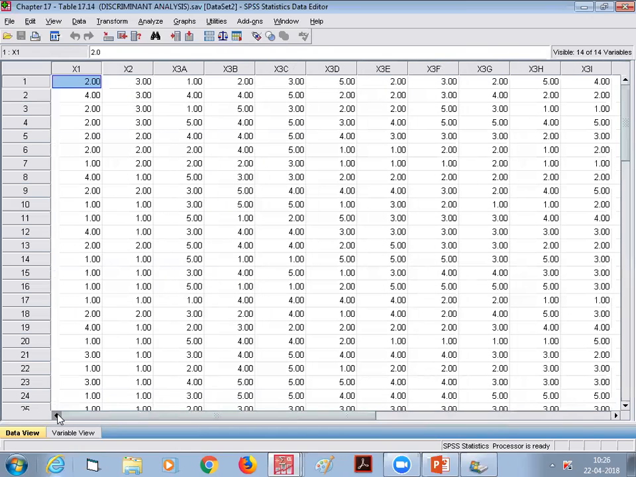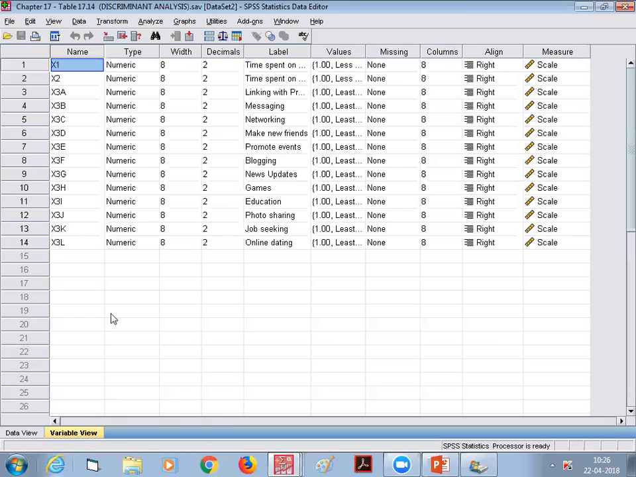We have the data like this. So now, using this data, you can run a discriminant model. I think it should be given. Where is the variable given? Time spent.